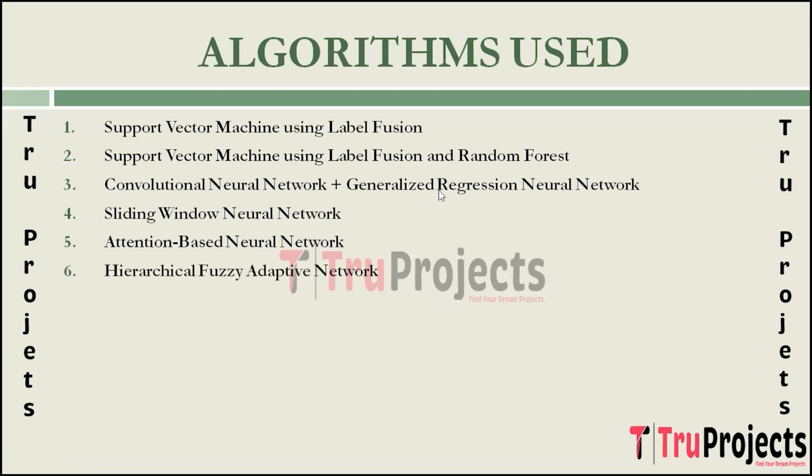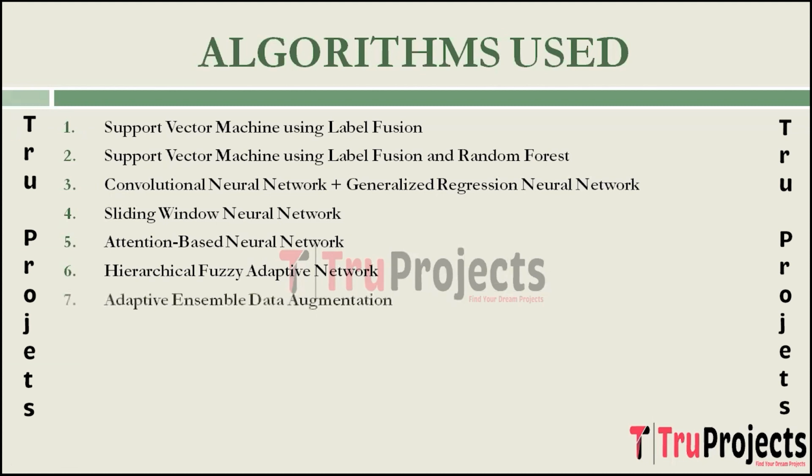The next algorithm is Hierarchical Fuzzy Adaptive Network, which is HFAN. It employs a hierarchical and fuzzy logic-based approach to adaptively handle uncertain information. In opinion spam detection, this can be advantageous for addressing the ambiguity and uncertainty often present in user-generated reviews.